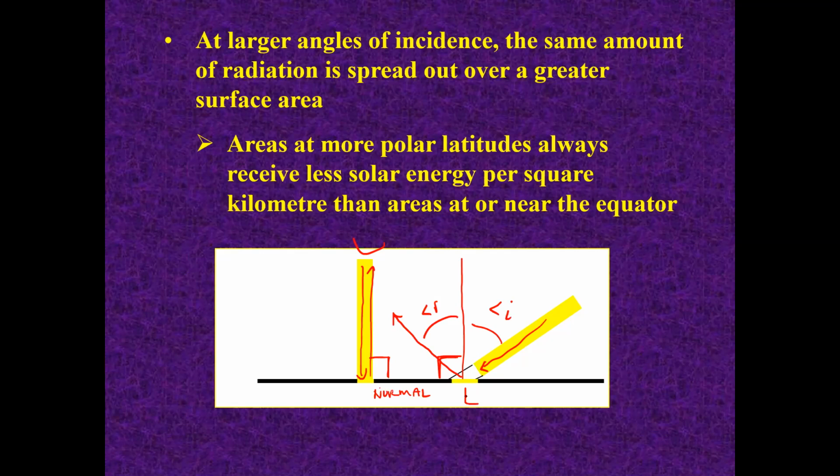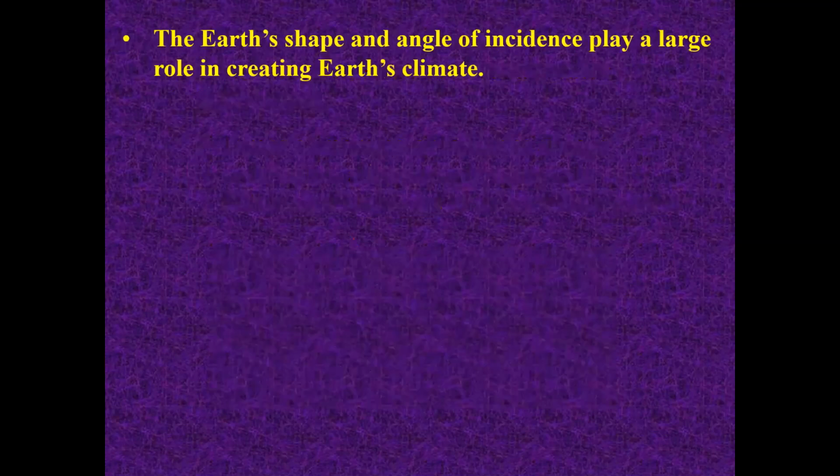Notice that in northern latitudes, when we have a big angle I, we get more area that the light lands on, but it's going to be less intense. Again, imagine getting hit in the face by a basketball, or at the side of the face. Someone's going to get energy reflected off. Earth's shape and angle of incidence play a large role in creating the Earth's climate.